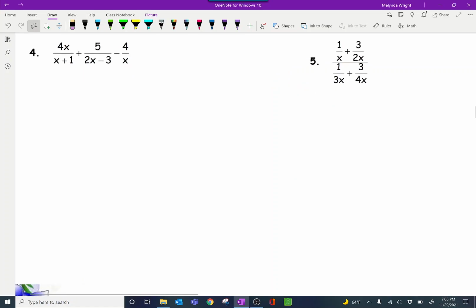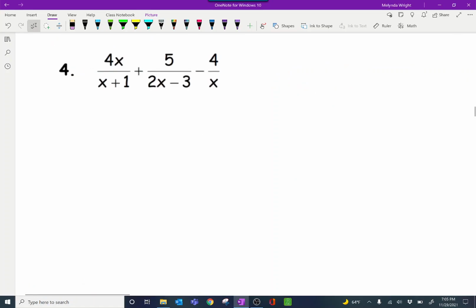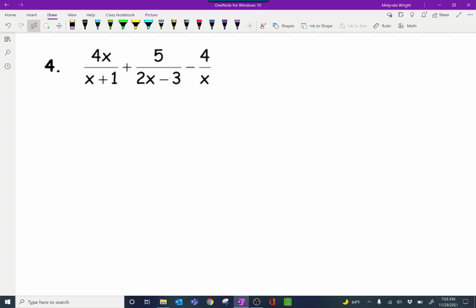Oh goodness, look at that number 4. We've got a lot going on there, don't we? Let's see, we've got an x plus 1, we've got a 2x minus 3, we've got an x. There's a lot going on there, so looks like this is going to be a little bit of work. My greatest common factor: none of these have anything in common. The x plus 1, the 2x minus 3, none of them have common factors. So the common factor is all of them. Whew. Okay, we can do that. It's going to be a little bit challenging, but we can do that.